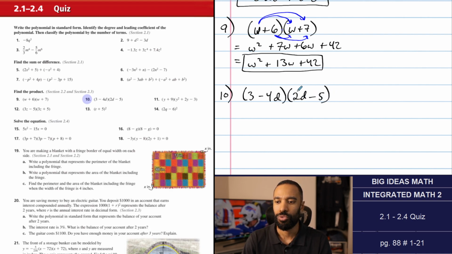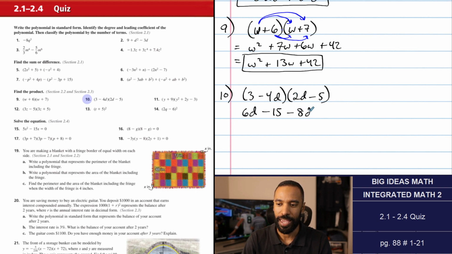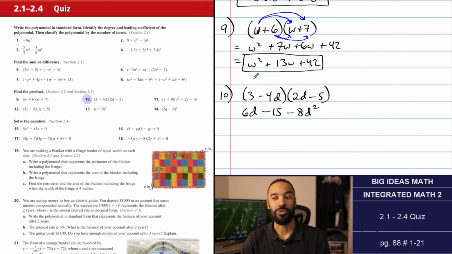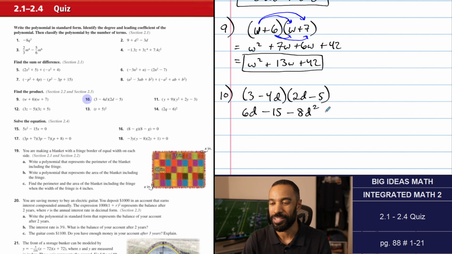Okay, so 3 times 2d is 6d. 3 times negative 5, outer, is negative 15. Negative 4d times 2d is negative 8d, wait for it, squared. Oh, how many people just put 8d? Especially after combining like terms. You just came from so many combining like terms things. I know a lot of you are going to just put the 8d. And then negative 4d, times negative 5 is positive 20.